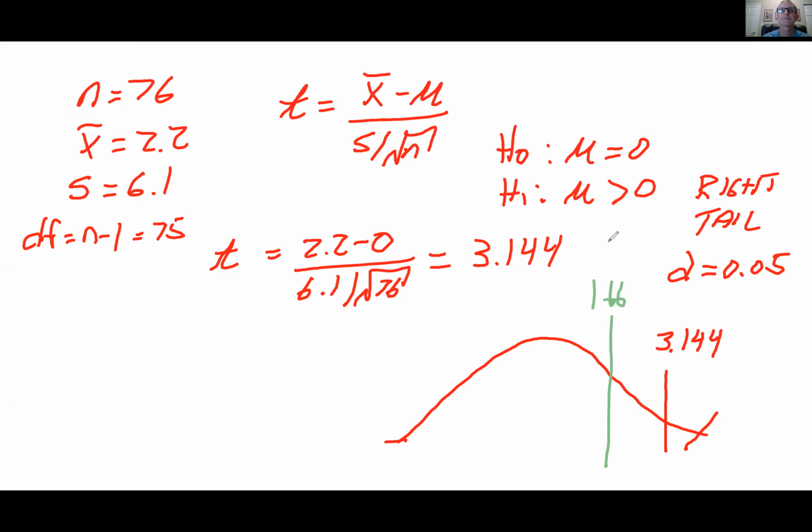1.6654 it was. Just try again here. 1.6654. So that is 5%, all right? And so you could see that this is less than 5%. So we could say we can reject the null hypothesis.